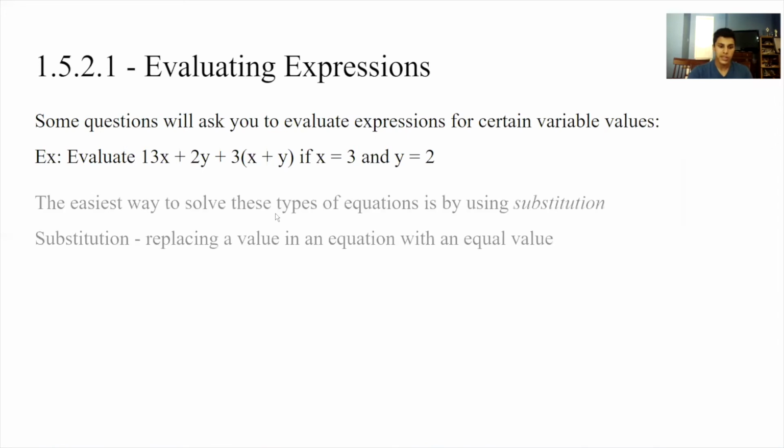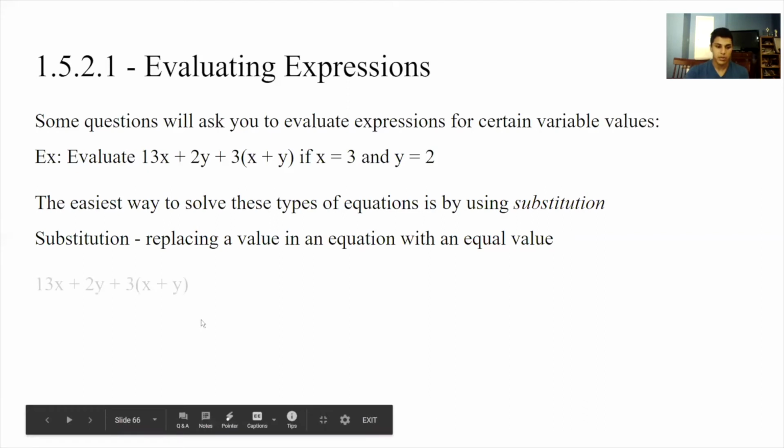So the way that you do this, and it's the easiest way and probably the only way, is by using something called substitution, which means replacing a value in an equation with an equal value. So if I know x equals 3, then I can replace all x's in the equation with 3. And if I know y equals 2, then I can substitute in 2 for y because they're equal, and that's replacing an equal value with an equal value.